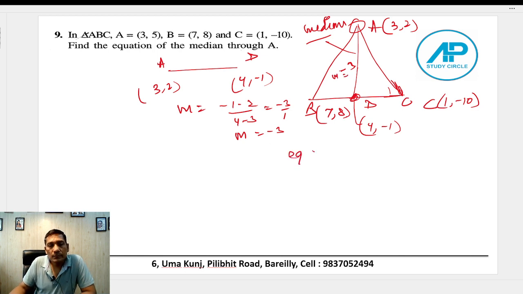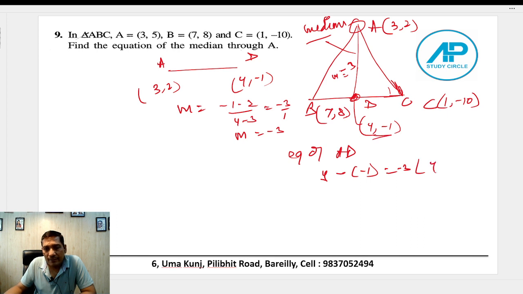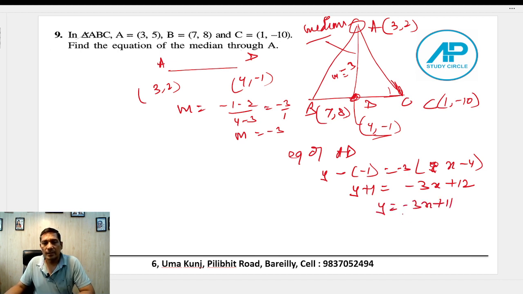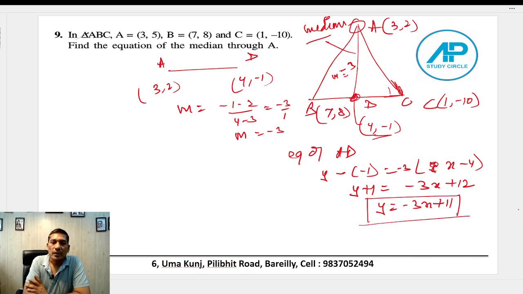Equation of AD, y minus 1 equals to minus 3, taking this point, right? y minus 1 equals to minus 3 into x minus 4. y minus 1 equals to minus 3x plus 12. y equals to minus 3x plus 11 is the equation of a straight line, is the equation of median. Understand that is the equation of median.